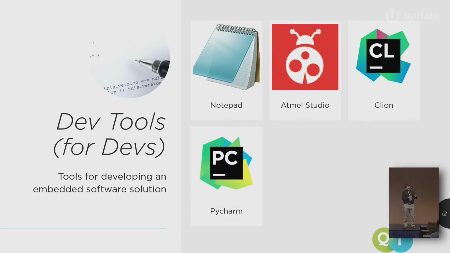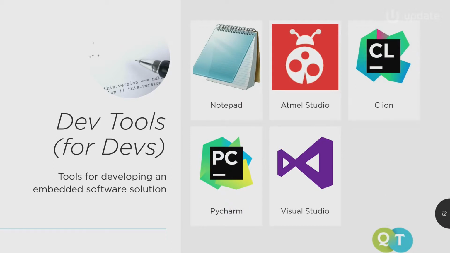Also, in the IoT world, we use a lot of Python, so you can use PyCharm for all of your Python needs. You can use Visual Studio. I'm going to be showing an example of using Visual Studio for Windows IoT, and then just Windows 10 in general for the universal Windows applications. You can deploy those directly to a Raspberry Pi.